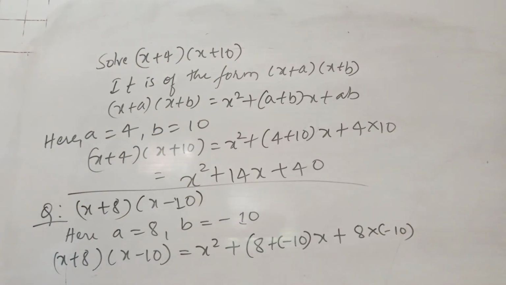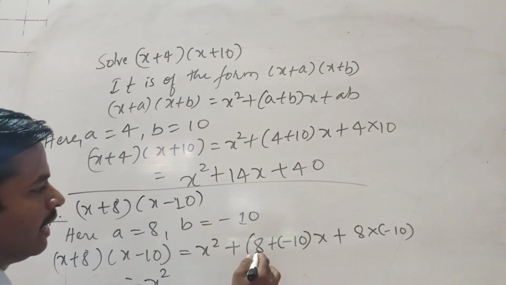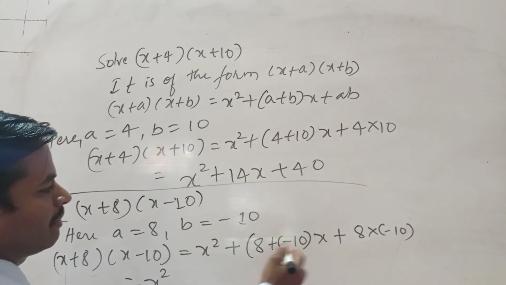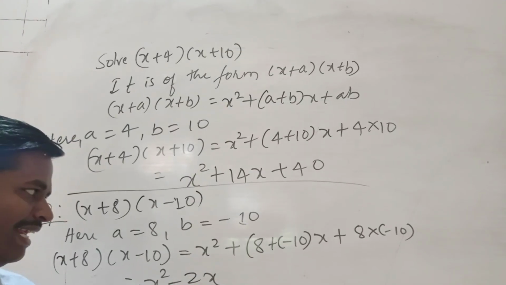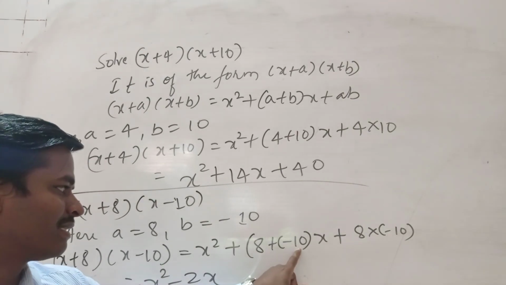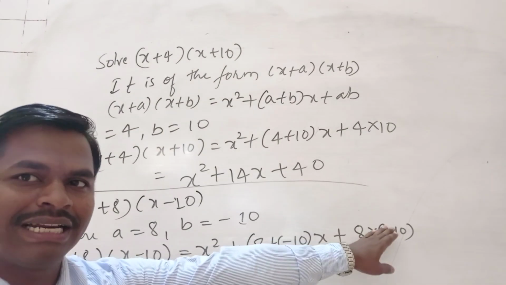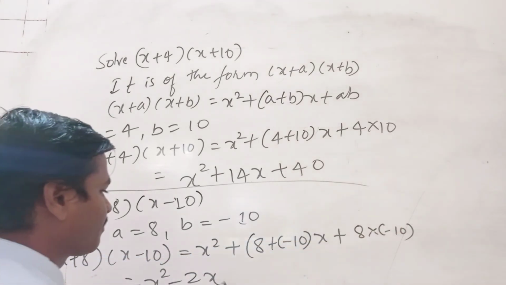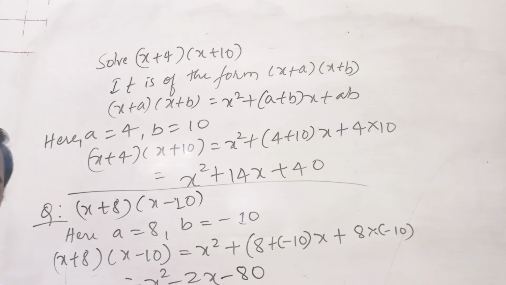Okay. Simplify this one now. x square, write it the same. 8 minus 10 means it is minus 2x. Plus into minus, minus: 8 minus 10 is minus 2x. 8 into minus 10 is minus 80. This is the simplest form of the given polynomial. Okay.